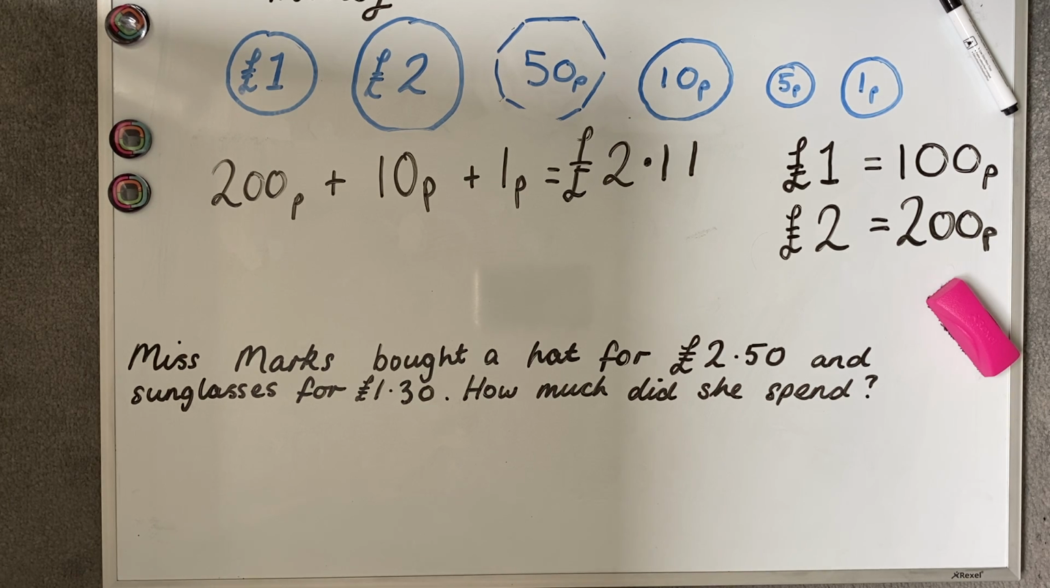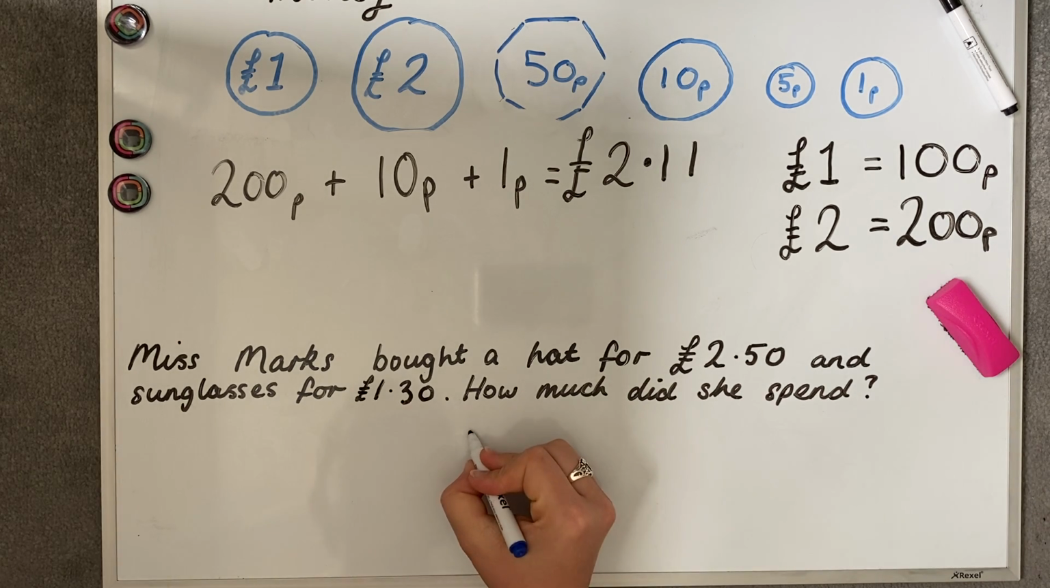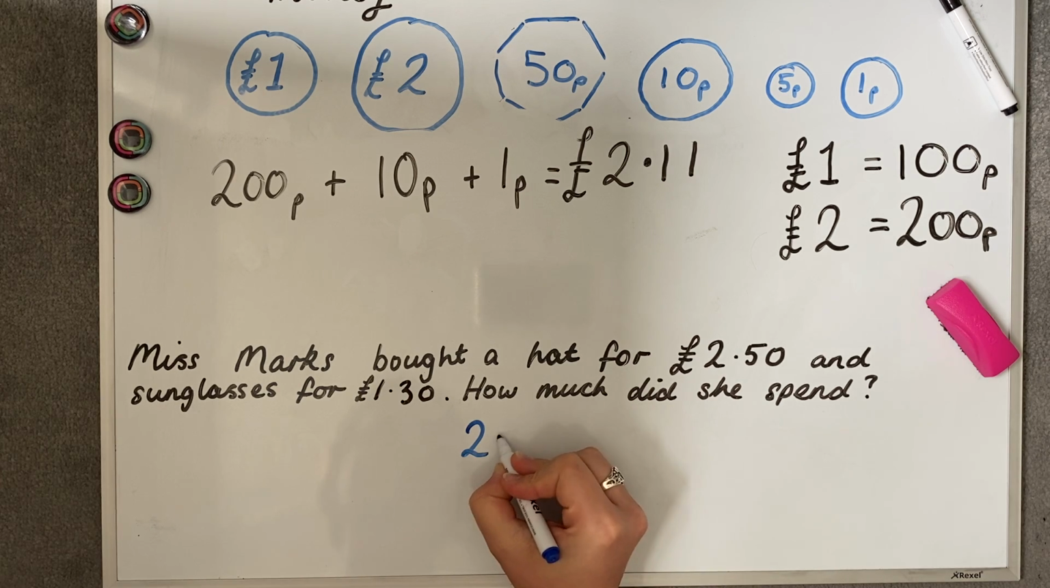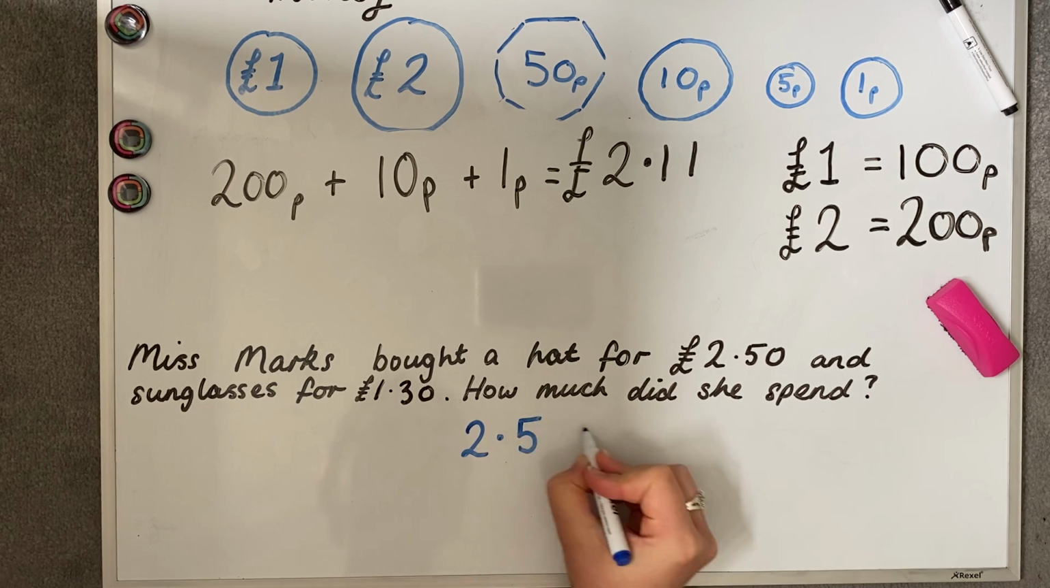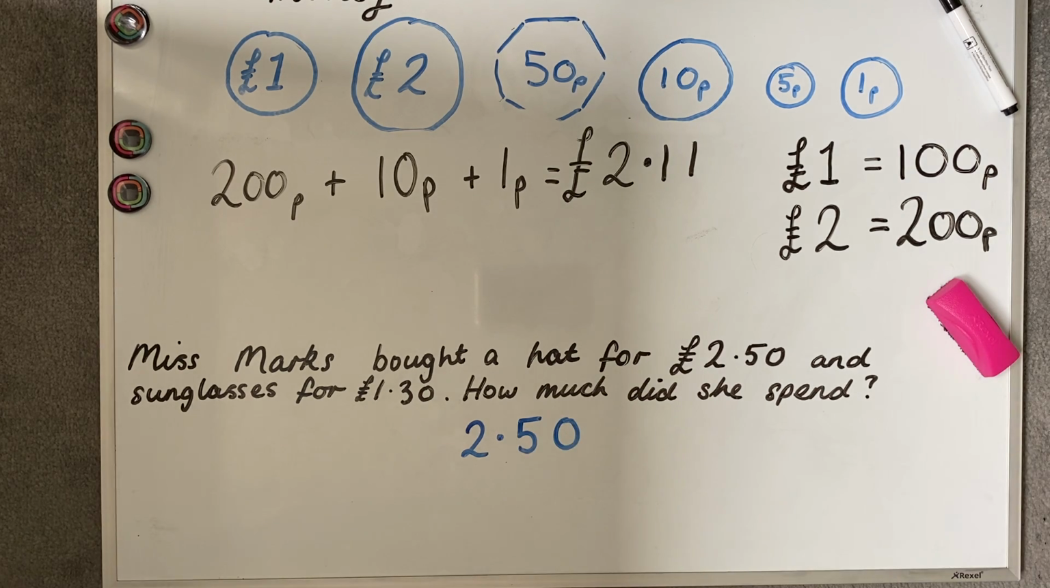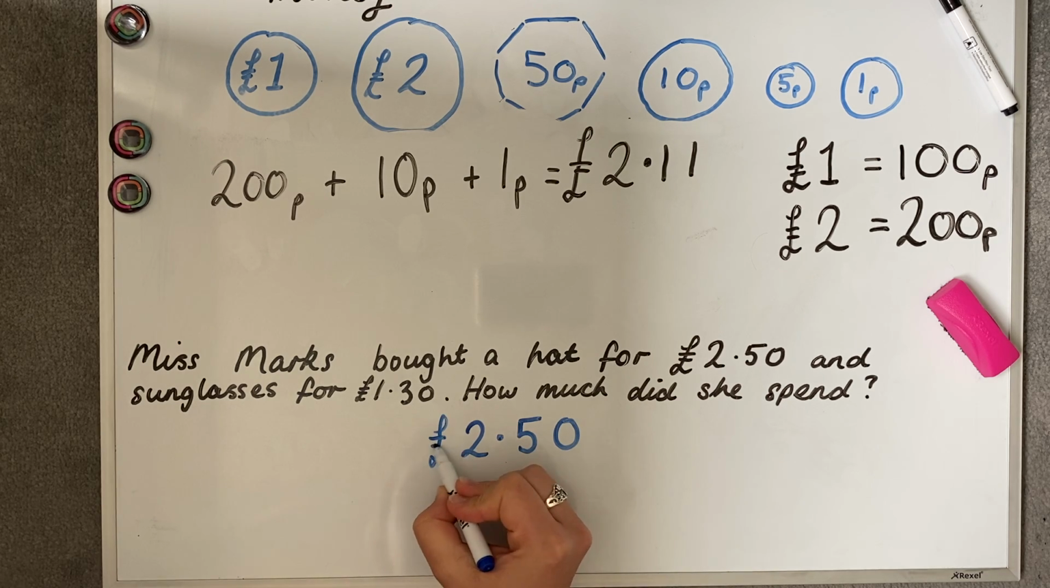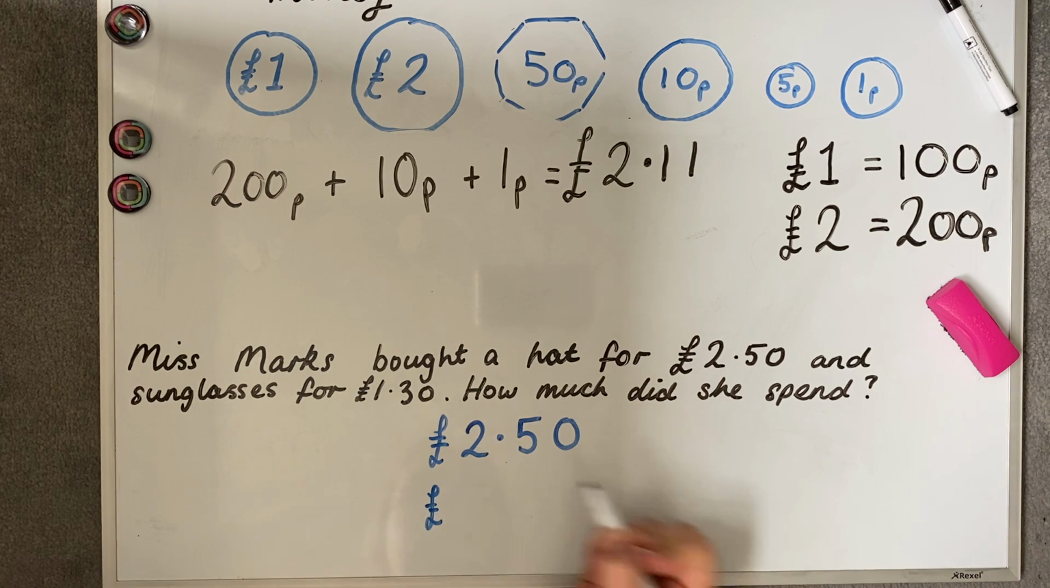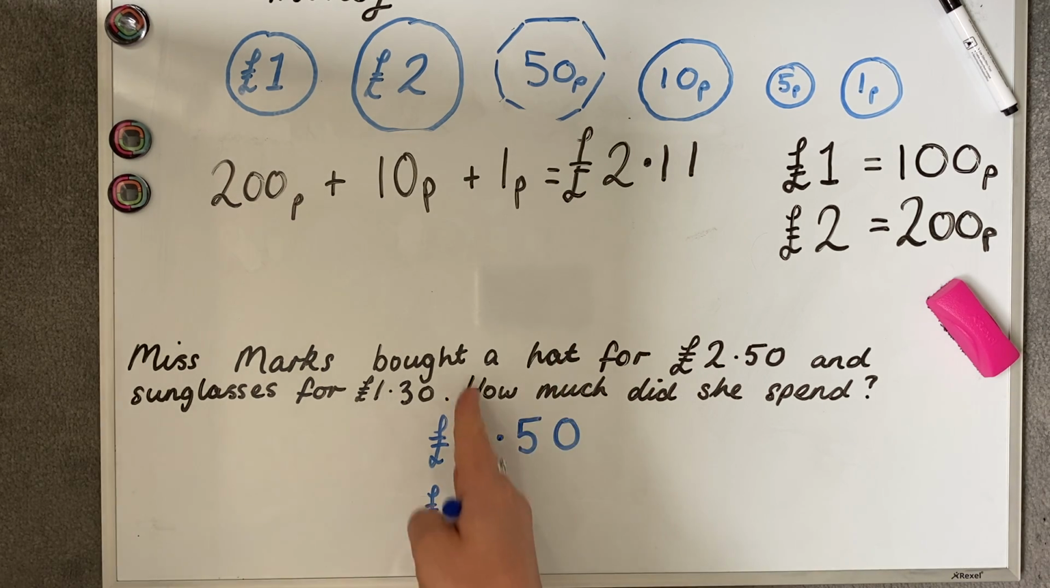Now, there's a method that we've used for addition that will be really useful here. Can you remember what it is? That's right, it's column addition. Column addition is really helpful when you're adding together total amounts. Remember, with column addition, you need to make sure that all of your numbers are in the same columns. So our £2.50, we need to make sure our £1.30 matches up in the columns.